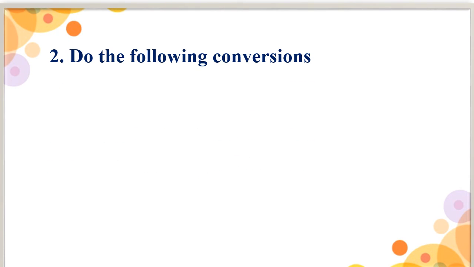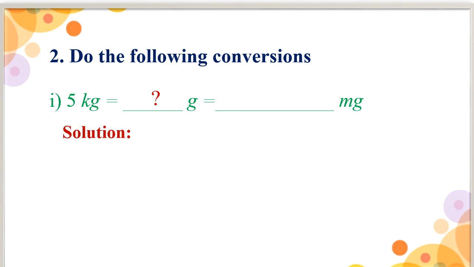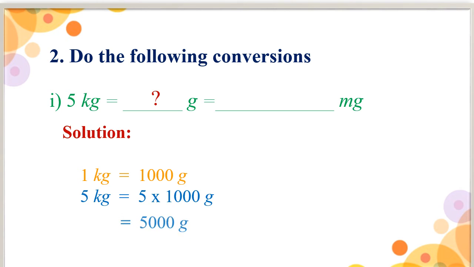Second one, do the following conversions. 5 kg equal to dash gram equal to dash milligram. Here we want to convert kilogram to gram, isn't it? That means biggest to small, we have to multiply at each interval by 10. Yes, 1 kilogram equal to 1000 gram. 5 kilogram equal to 5 multiplied with 1000 gram, means we'll get 5000 gram.